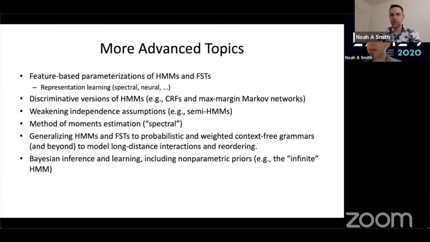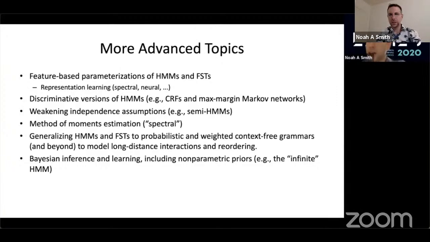We focused very heavily in this lecture on the generative HMM, but there are ways to transform them into discriminative models. The classic ones are called conditional random fields and max margin Markov networks. These are relatively straightforward extensions, and they reuse a lot of the computational machinery when you want to work with them and train with them.